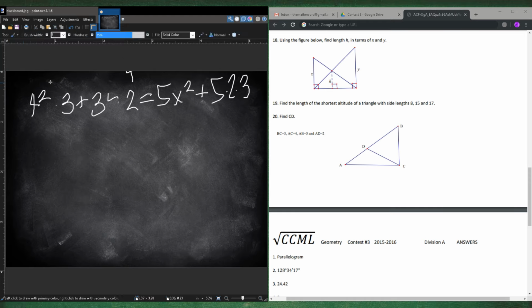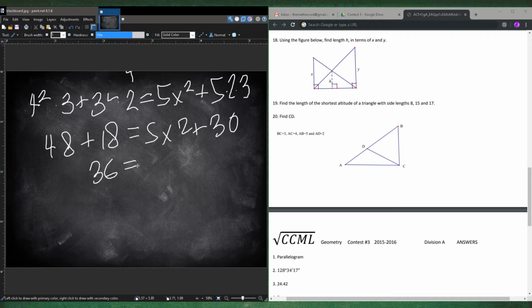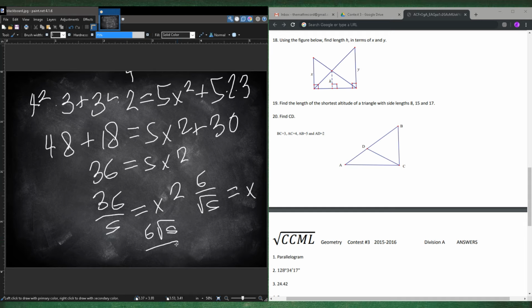So this is 16. That's 48. That's 9 and that's 18. This is 5x squared and this is 30. Subtracting that gets 36 equals 5x squared. So 36 divided by 5 is equal to x squared. So x is equal to 6 divided by square root 5. Getting the square root 5 to the top, you multiply by square root 5 over square root 5 on the top and bottom, which is 1, so it's the same thing. This is equivalent. So the answer is 6 square root 5 over 5.